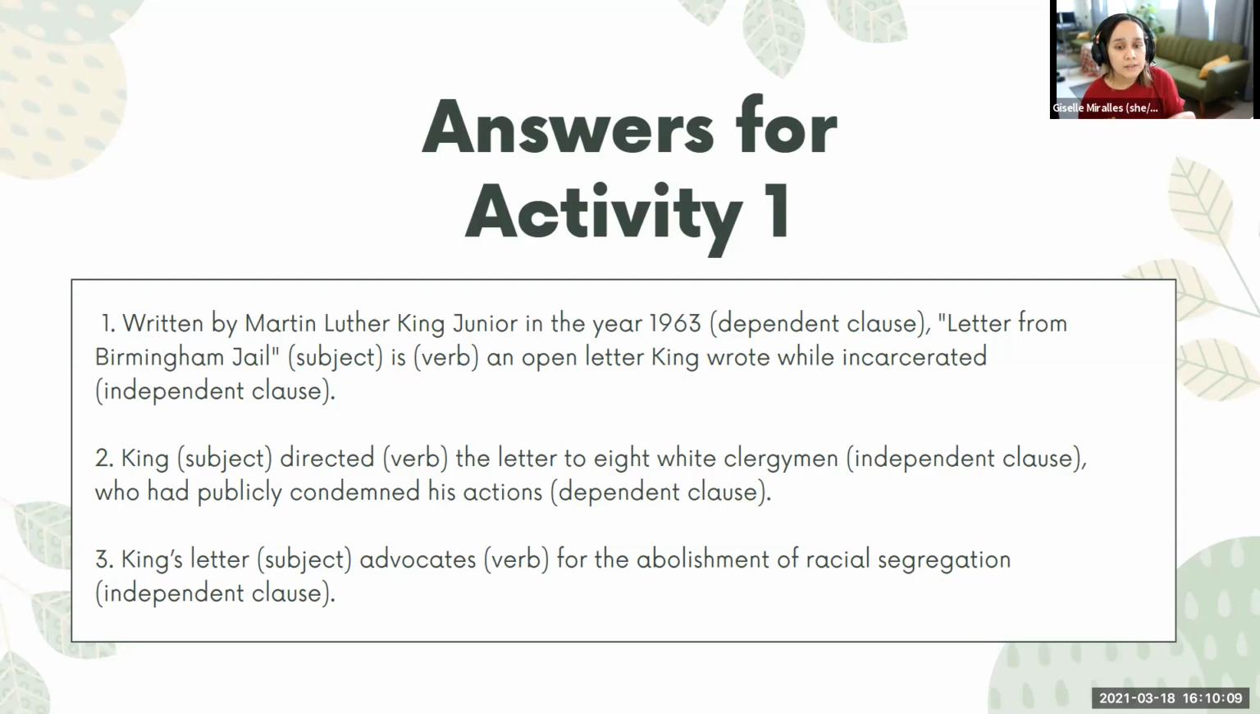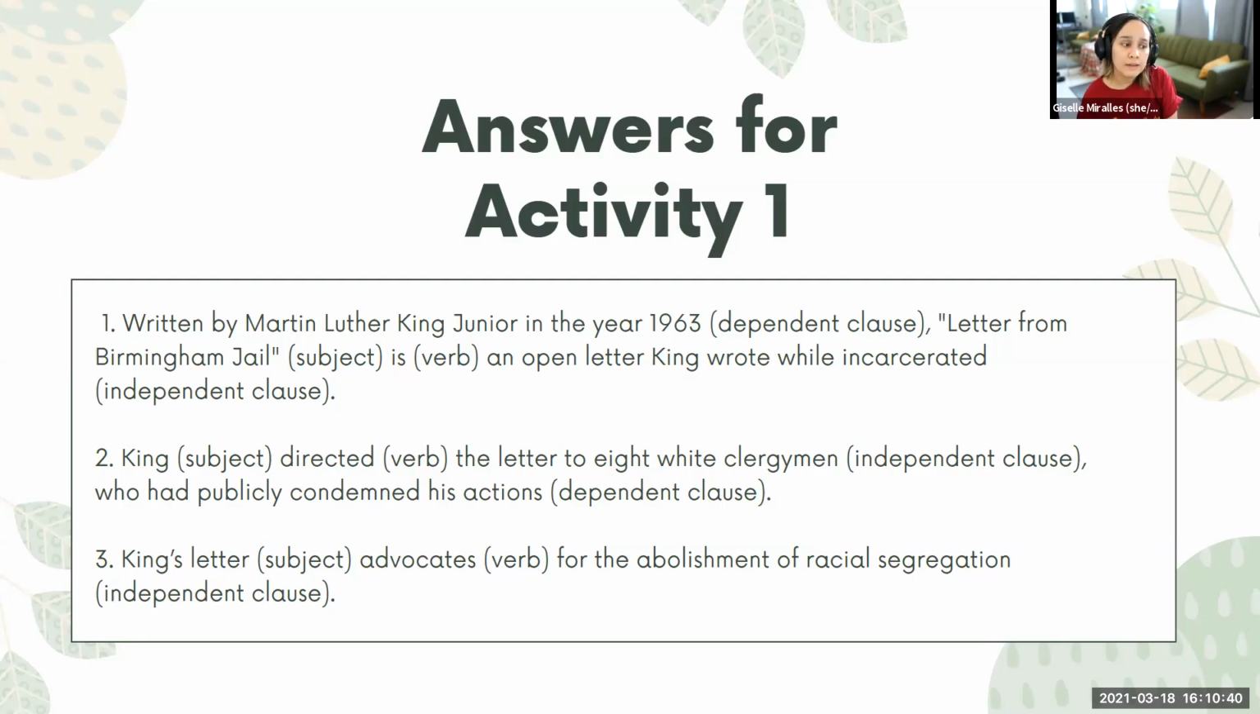On the other hand, "who had publicly condemned his actions" is not a complete thought, because I'm wondering who condemned whose actions. It's very unclear as to who is doing what in this sentence, which is why you can think of it as a dependent clause. In this case, King is the subject because he is doing the action, directed, which is the verb. He is the main topic of the sentence, therefore King is the subject and directed is the verb.